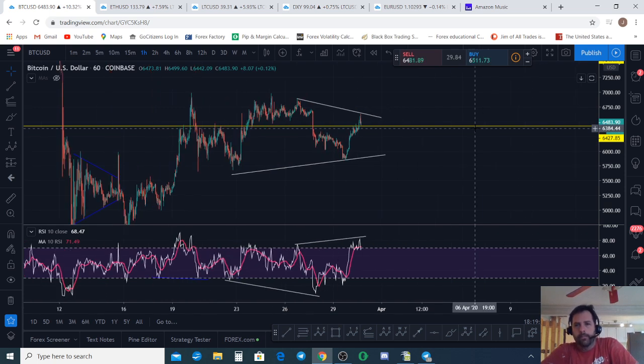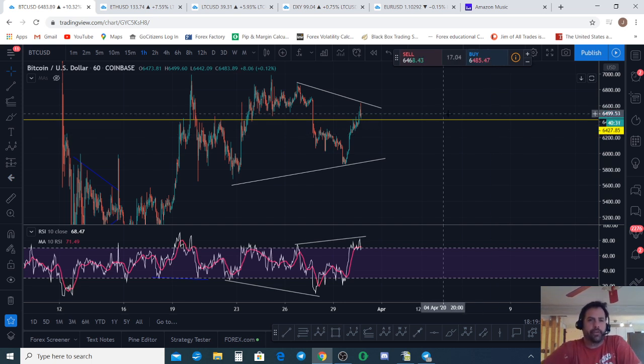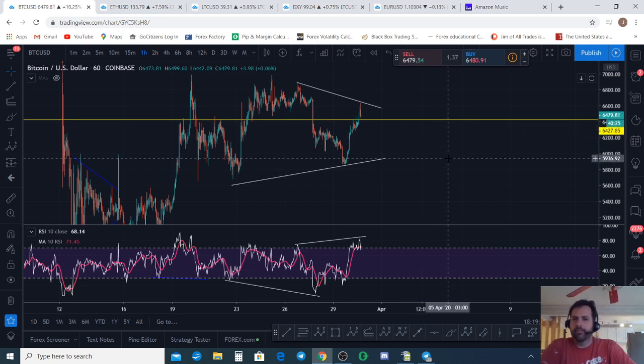A little pump today was a little unexpected for me because of the wave structure. So I want to take a peek and see what we have here and jump in. Don't forget, this is not financial advice, okay?